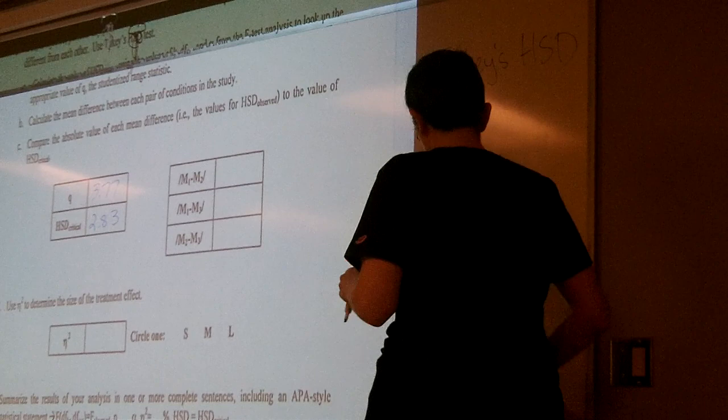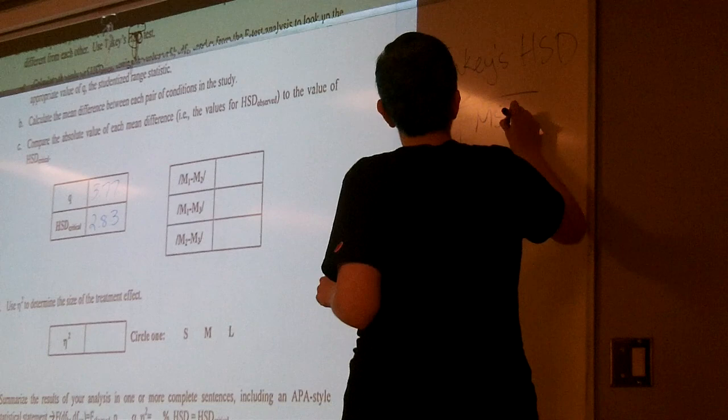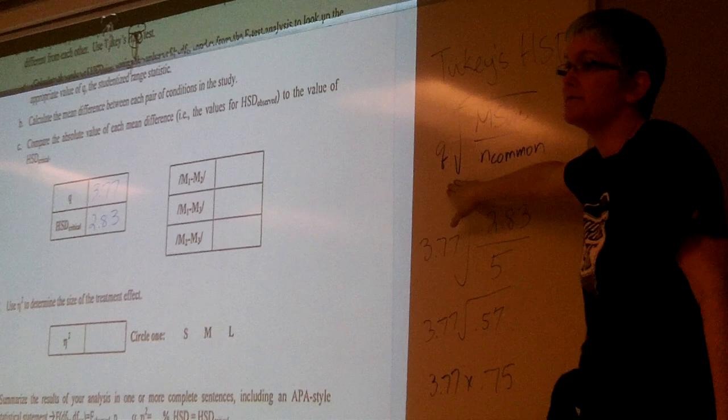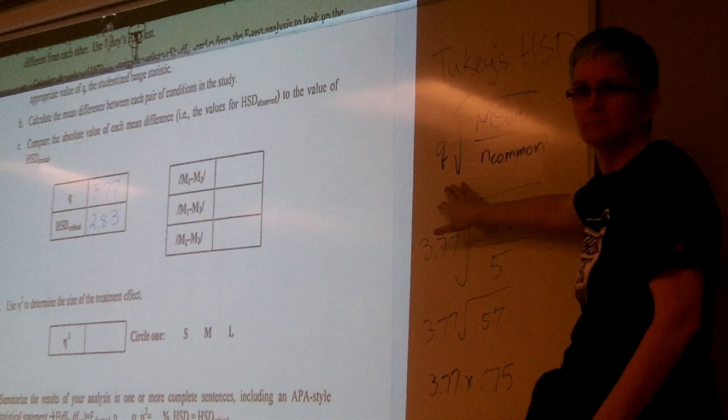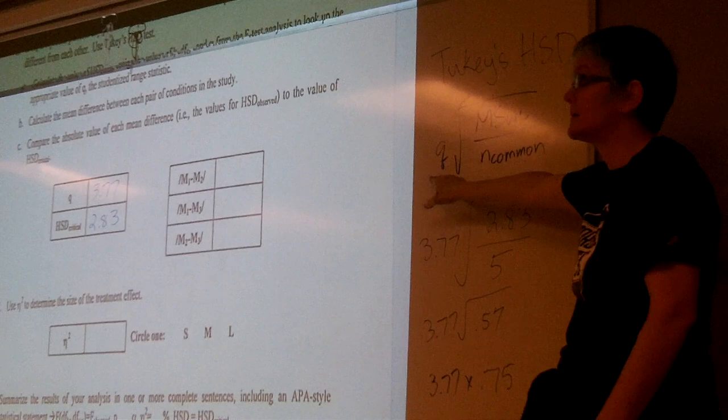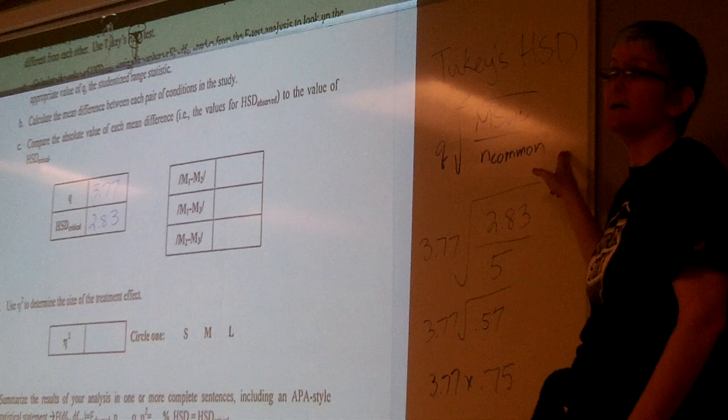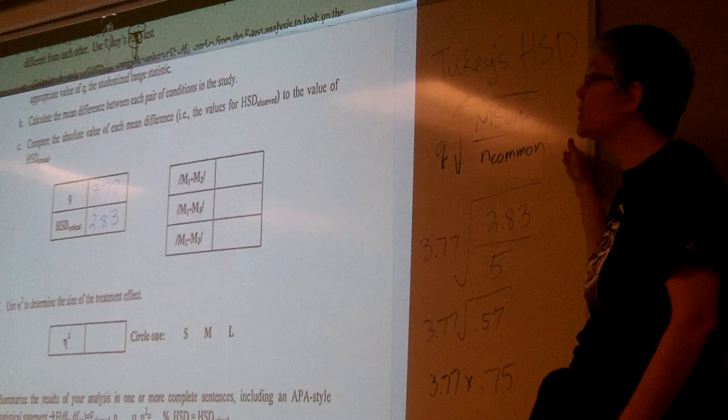Okay, so remember that. Let me write the formula up here and we'll walk through each step. So here's our formula for HSD critical. It's weird because we actually have a formula for the critical value. The thing we look up is Q. That's the constant in the critical value table. The rest of the numbers depend on our data. And you'll notice we can't even calculate this until we've done the whole ANOVA, because it takes the whole ANOVA before we know what mean square within conditions is. Everything up to the F test.